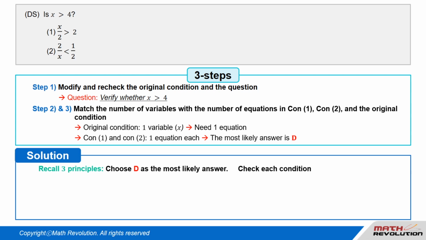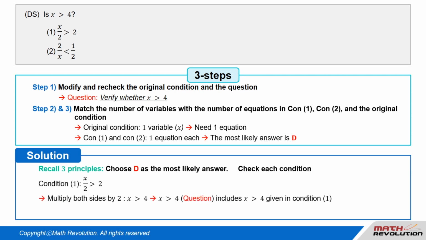Let us take a look at each condition. Condition 1 tells us that x over 2 is greater than 2. If we multiply both sides of this inequality by 2, we get x is greater than 4. The range x is greater than 4 that we are trying to find includes the range x is greater than 4 given in condition 1. Thus, the condition is sufficient.